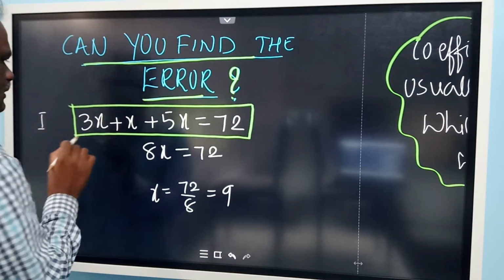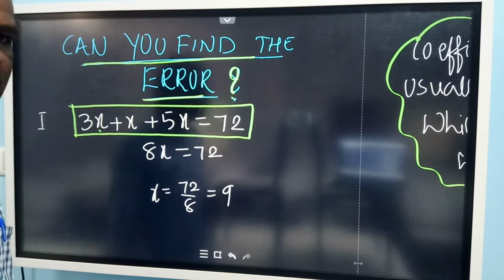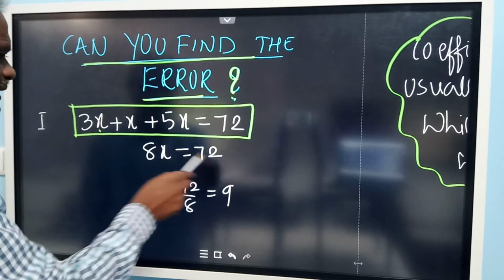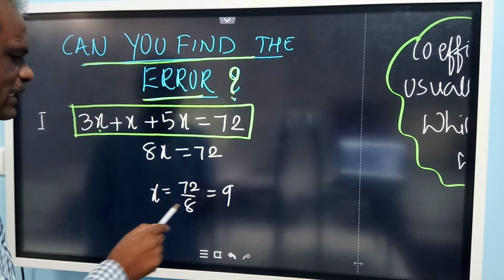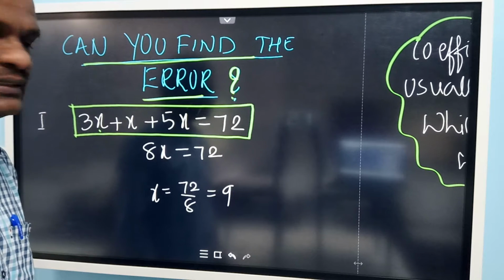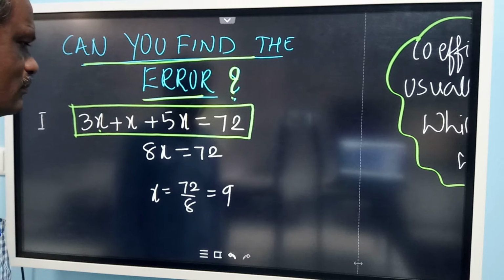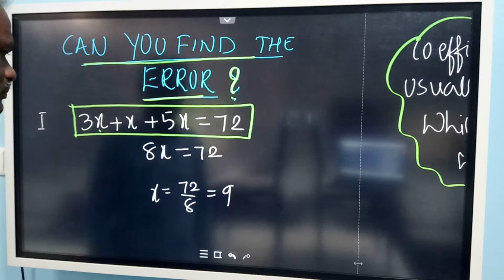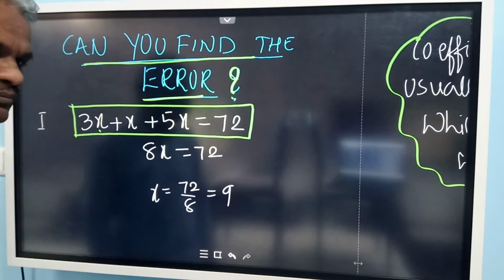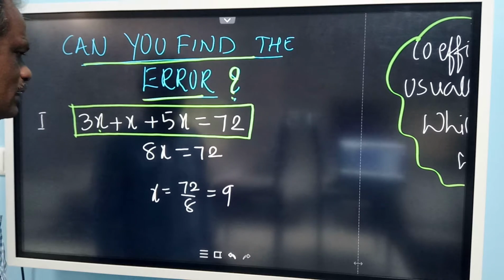This is given: 3x plus x plus 5x is equal to 72. And while doing it, it is done as 8x is equal to 72, x is equal to 72 by 8, and the solution is 9. Identify what is the error in this. Can we add x plus x plus 5 to 1 and then x, we should add, equal to 17, and it is having 1x equal to 8.